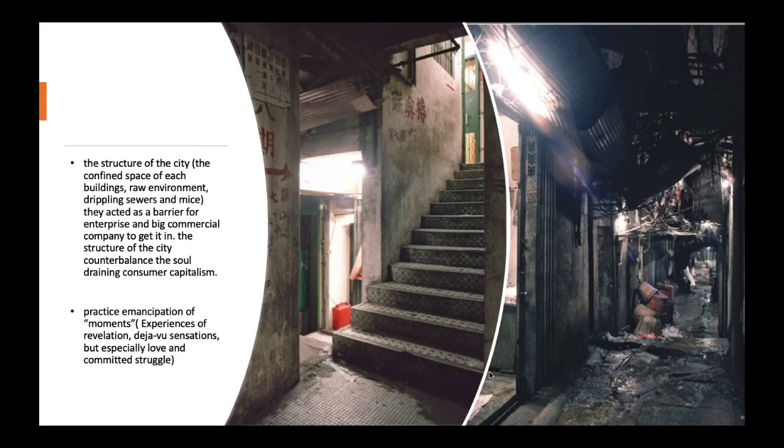The structure of the city, like the confined space of each building and also the raw environment, dripping sewers and mice, act as a barrier for enterprises and big commercial companies to get in. And so the structure of the city protects the people, and it counterbalances the soul-draining consumer capitalism from getting into this society.